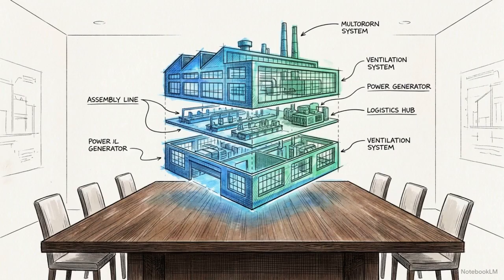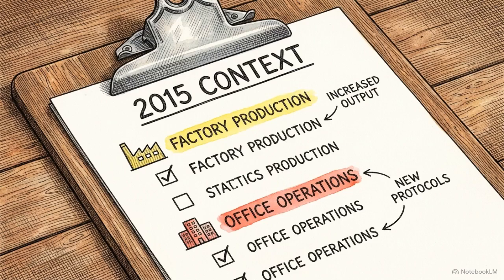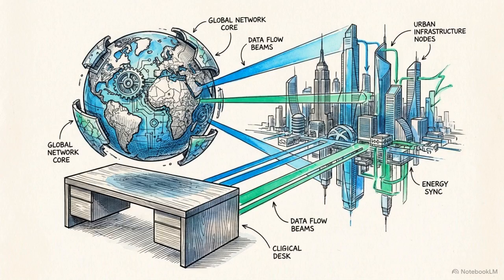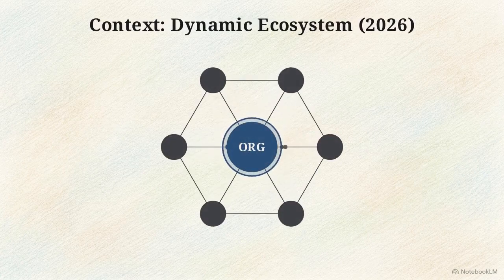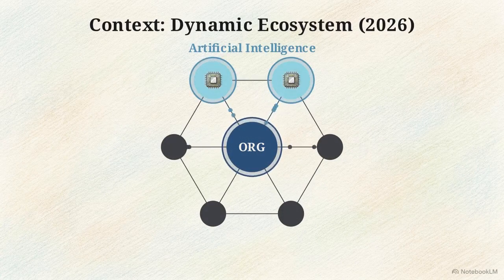Every quality management system begins with organizational context. In the 2015 edition, this was a snapshot of the business environment, a list of internal and external factors. The 2026 update redefines context as a dynamic ecosystem that actively interacts with the organization. The updated definition mandates the inclusion of technological variables, placing artificial intelligence directly into the operational context of the business.